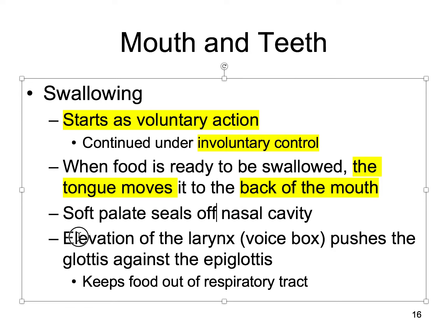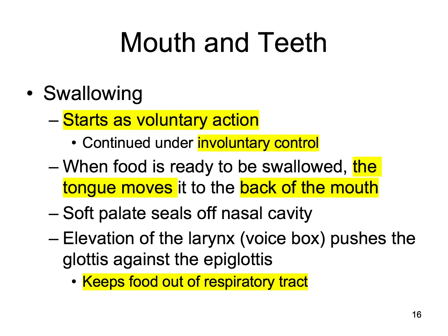And we also have the elevation of our larynx, our vocal folds and vocal cords, our voice box. We elevate our larynx in order to push the glottis against the epiglottis, and I'll show a picture in just a moment. But these are processes that all happen in order to prevent aspiration, in order to prevent food from going out of our digestive tract and into our respiratory tract. We do not want food in our respiratory tract. You don't want to eat food and then have it go into your lungs.